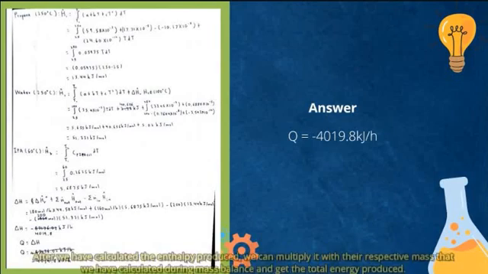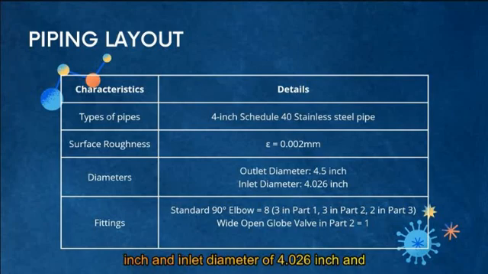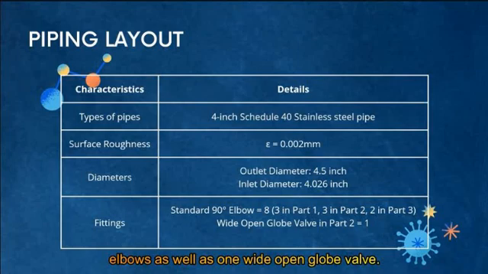After we have calculated the enthalpy produced, we can multiply it with the respective mass that we have calculated during mass balance and get the total energy produced. These are our piping layouts. We used the 4-inch schedule 40 stainless steel pipe with outlet diameter of 4.5 inch and inlet diameter of 4.026 inch, and for fittings we used 8 standard 90 degrees elbows, as well as 1 wide open globe valve.